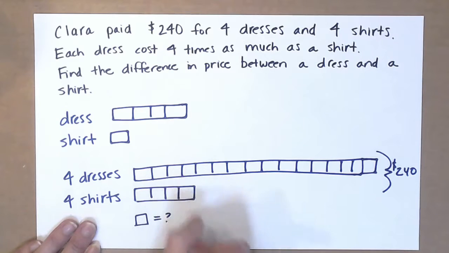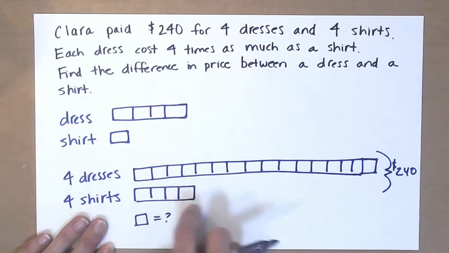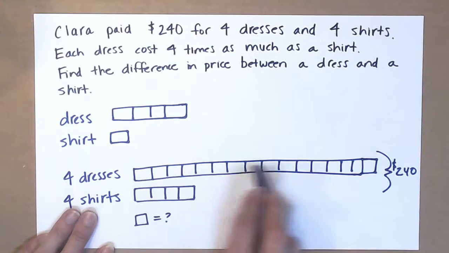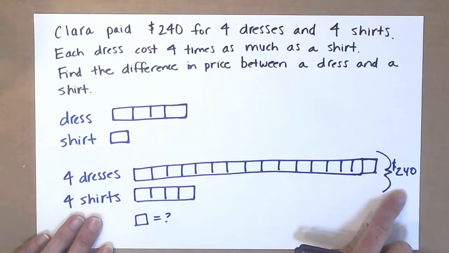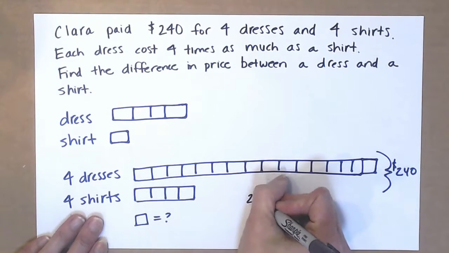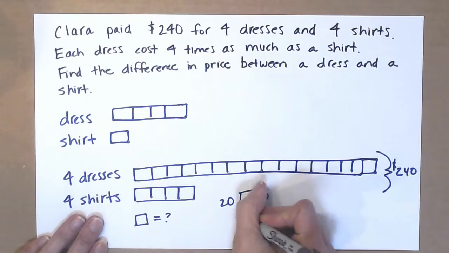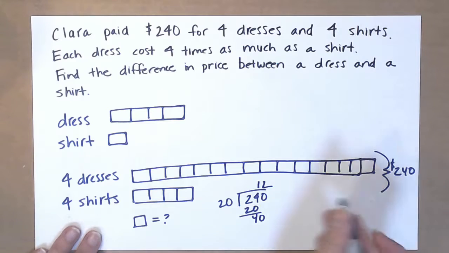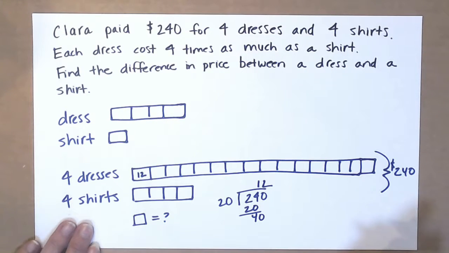So what does one of those represent? So let's look at here. We have some equal parts all adding up to 240. So we have 16 here and 4 here, that's 20. And they all add up. 20 times something is 240. So if we take 240 divided by those 20 parts, we'll get 12. So each of these represents $12.